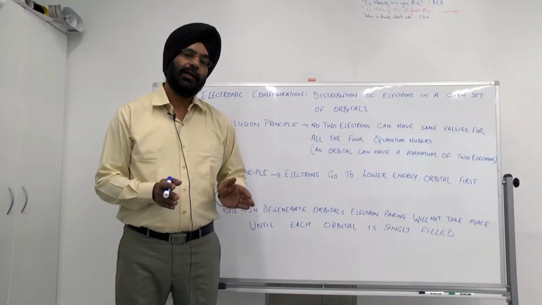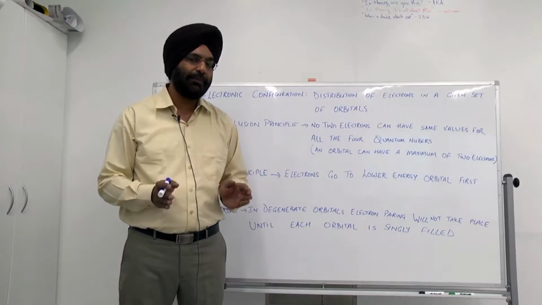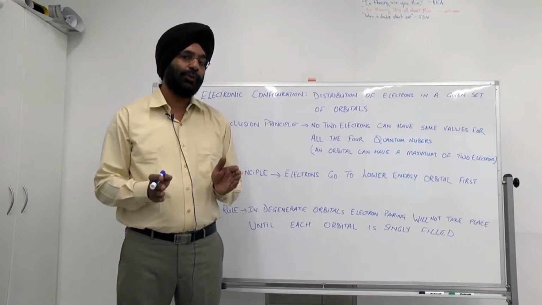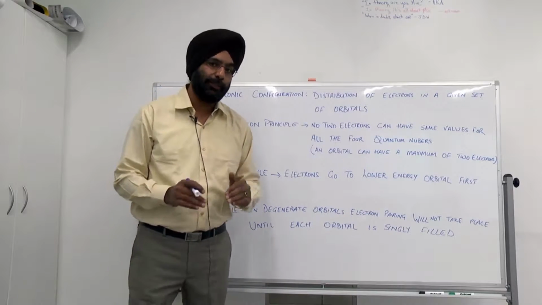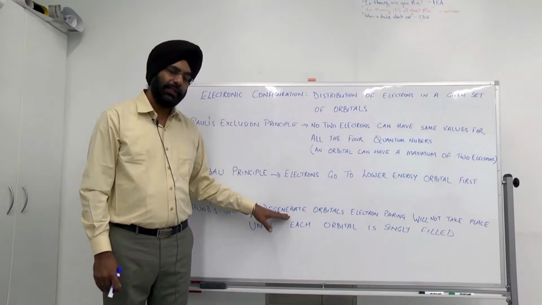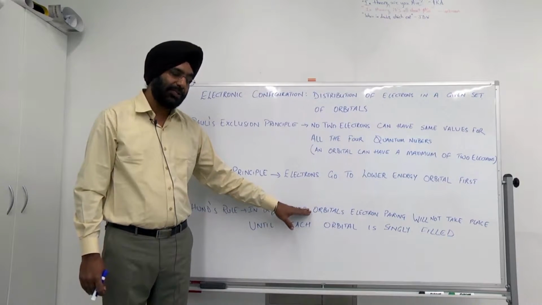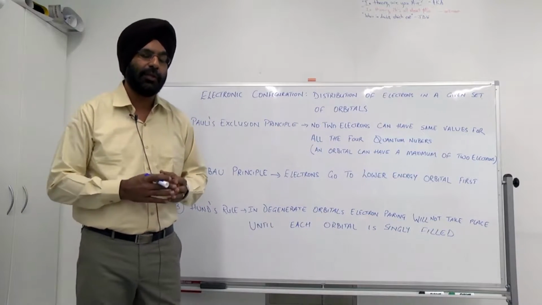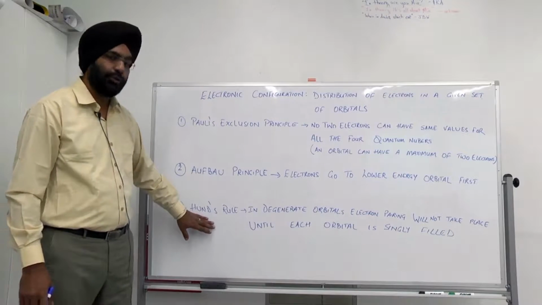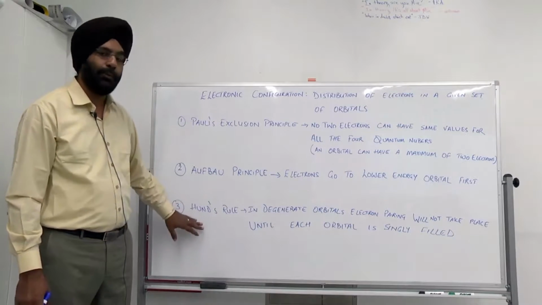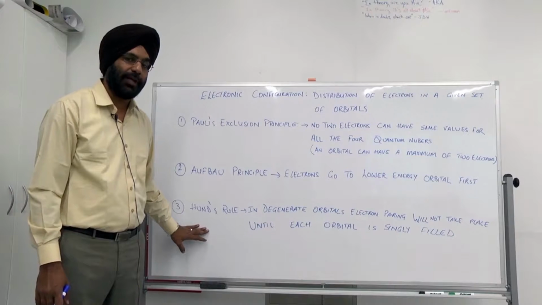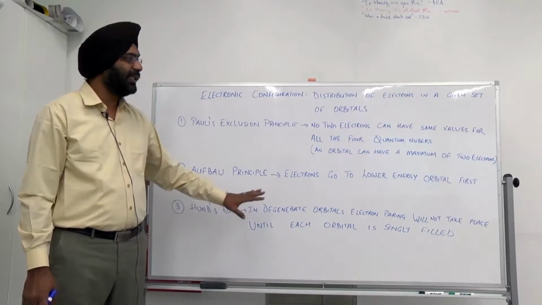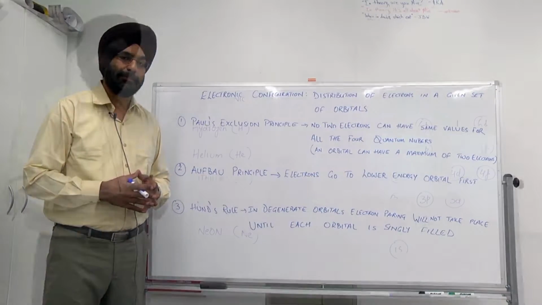As I said, an orbital can have a maximum of 2 electrons. So the pairing, the second electron, will only enter into that orbital once all the orbitals of the same energy are singly filled, meaning they have at least 1 electron in them. So that's Hund's rule. These 3 principles will be the guiding principles for us to distribute electrons in a given set of orbitals. Okay.